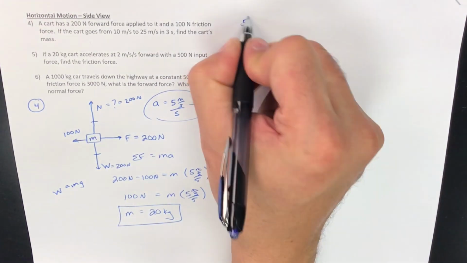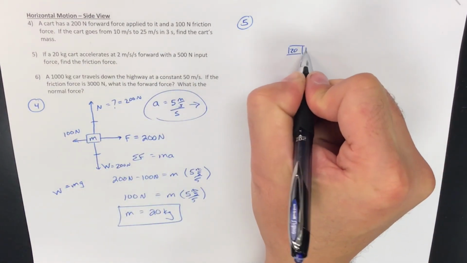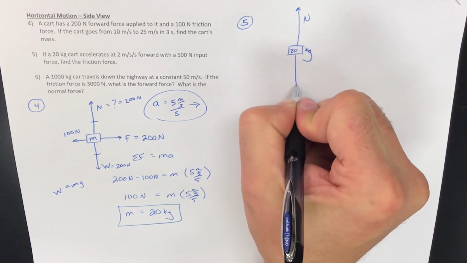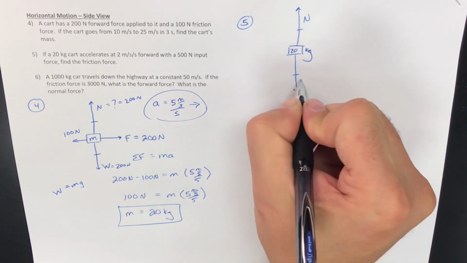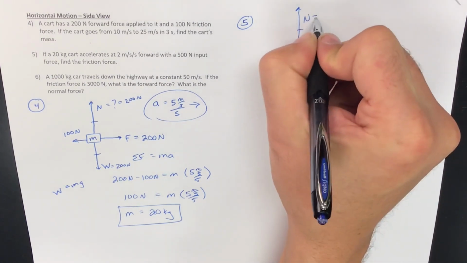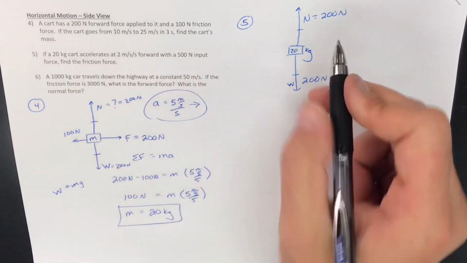Here's number 5. 20 kilogram cart. So we have a 20 kilograms. The normal force would be the same size as the weight. Those two are balancing each other. The weight is 200 newtons. The normal force is 200 newtons. And 500 Newton input force.